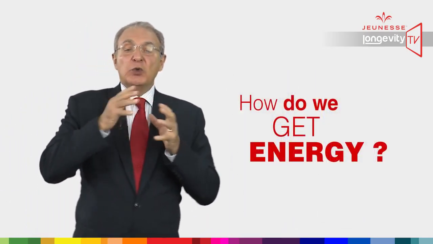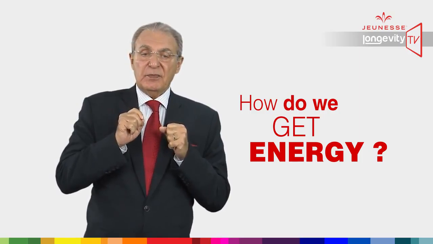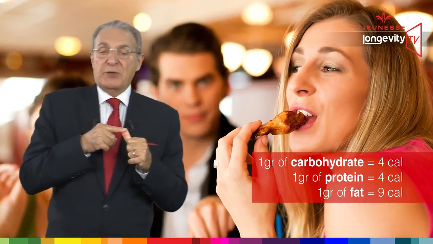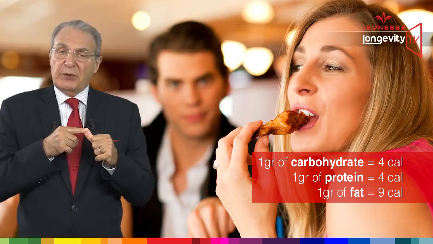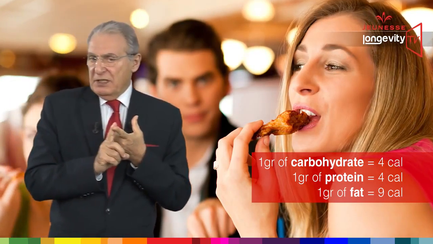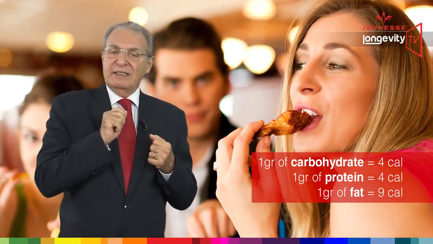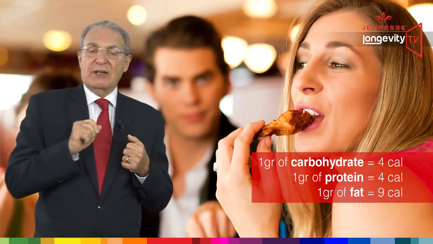So how do we get energy? The body gets energy only from food, knowing that 1 gram of carbohydrate will release 4 calories, the same for proteins, but 1 gram of fat will release 9 calories. So it all depends on how much you eat and what kind of food you eat, if the food is rich in fat or in protein or in sugars.